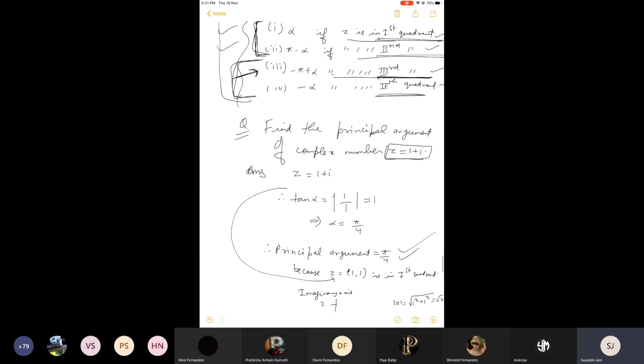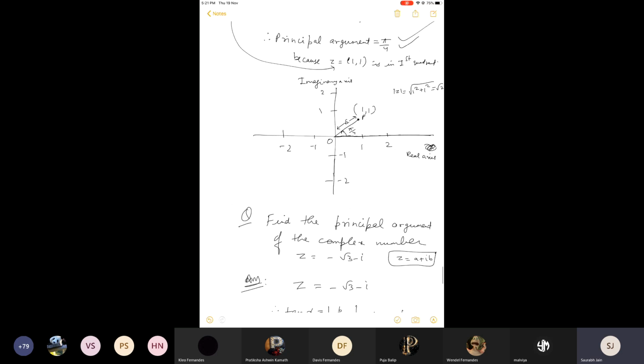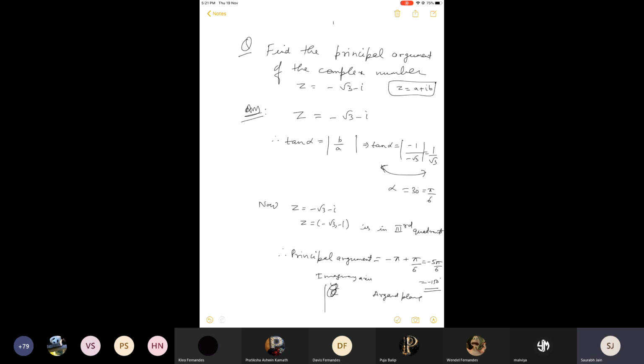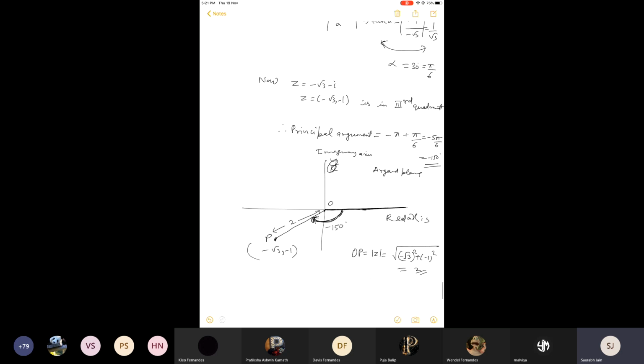So here I was explaining why we are getting minus 5 pi by 6, because of this table. And what is the meaning? That this PO is making 150 degree in the clockwise sense with positive real axis. If someone asks you about the mod z, that means the distance of P from origin, use the formula under root a square plus b square.